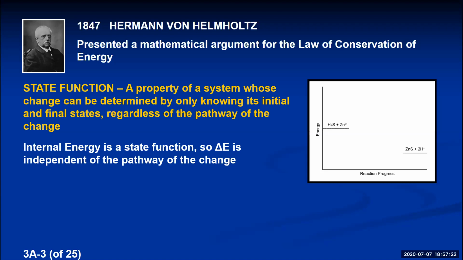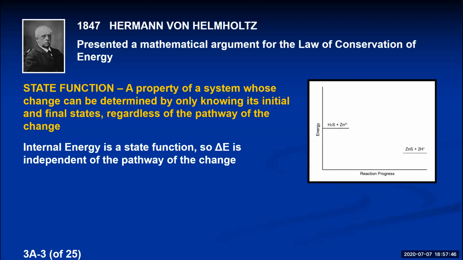And if we apply that to a chemical reaction, let's say we're going to react hydrogen sulfide with zinc ions, and it's going to react and turn into zinc sulfide and hydrogen ions. And we want to determine what the change in internal energy is for this particular process. In my graph, I have energy graphed on the y-axis, and as you go from left to right, the reaction proceeds from reactants to products.